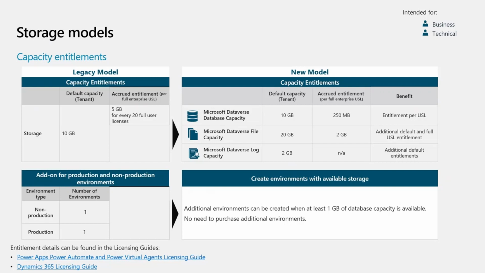Customers on the legacy model should be purchasing environment add-ons for each environment they have within their tenant. Now, if we compare this with the new model, since there are 3 different capacity types, there's a default allocation for each of those types.